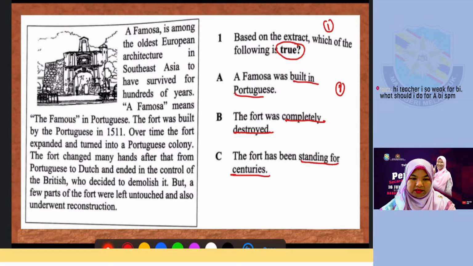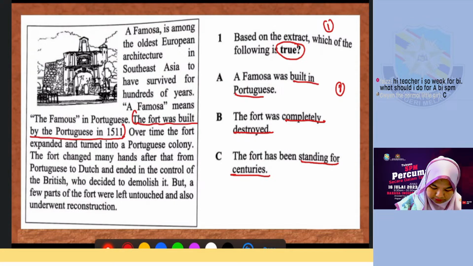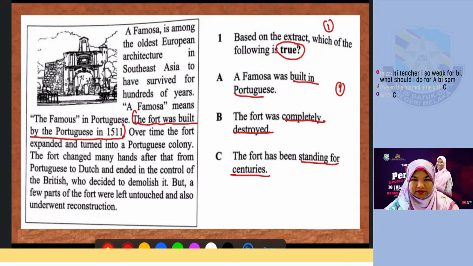Here, refer to this one. The fort was built by the Portuguese. I hope you know where A Famosa is. A Famosa is in Melaka. A Famosa Fort is in Melaka. Good one. So A, was built in Portuguese, will be completely wrong. So let's cross it out.